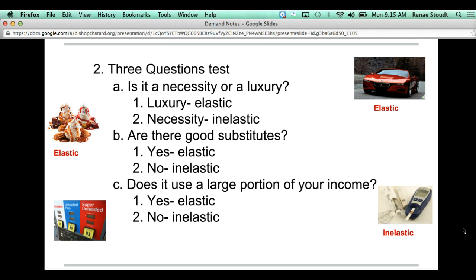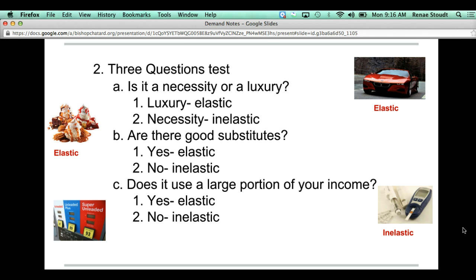One more. What about gas? Gasoline. Is it a luxury or a necessity? If you have a car and you need your car to, for example, get to work or school, it's a necessity. Are there good substitutes available? Obviously there's different types of gas, but we're talking about gas in general. Are there good substitutes available for making your car go? There's electric cars. But is your car electric? No. So there's not really any other substitutes that you can put in your car to make it go, right?